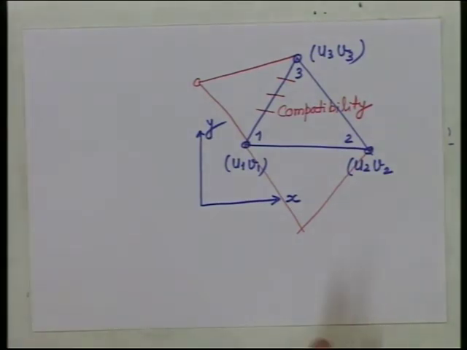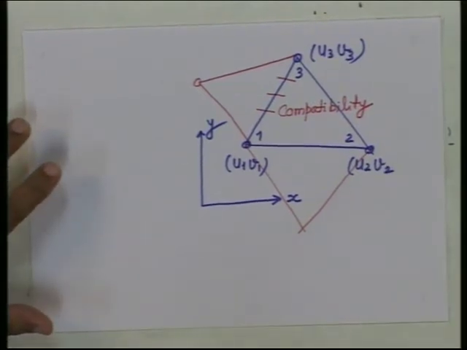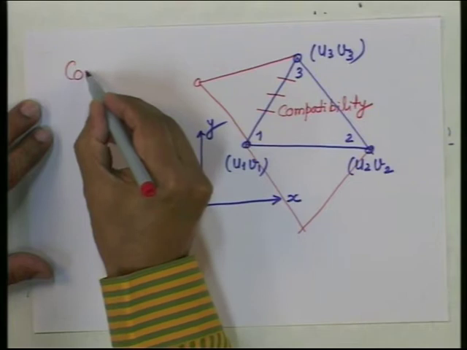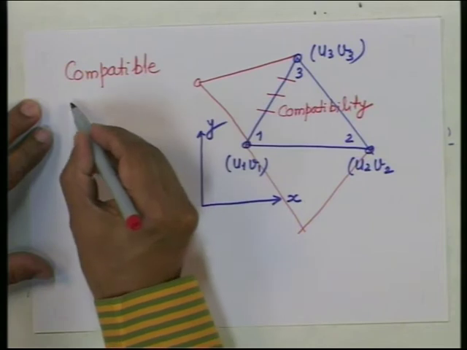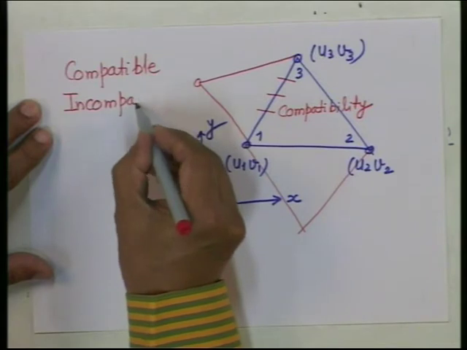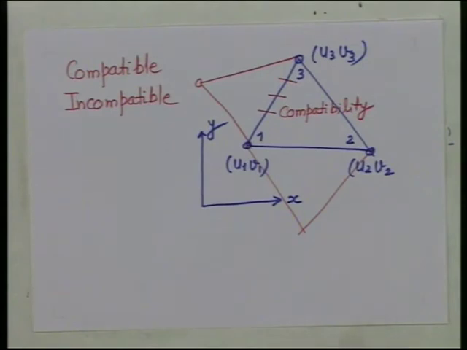So, there are 2 words, compatible and, the reverse of compatible, incompatible. These 2 words will come in finite element books, that this element is not compatible, this element is incompatible. So, this is a compatible element. Compatibility means continuity of displacement is ensured.